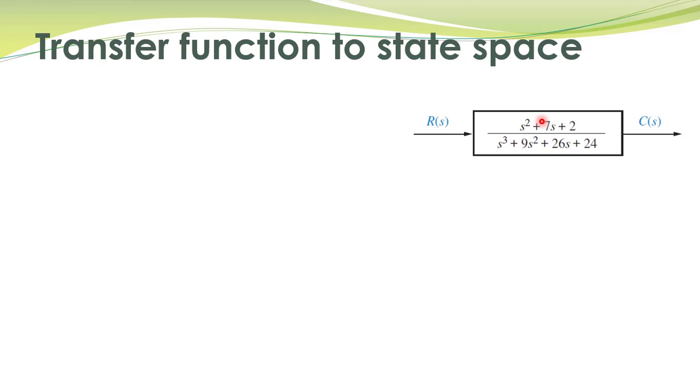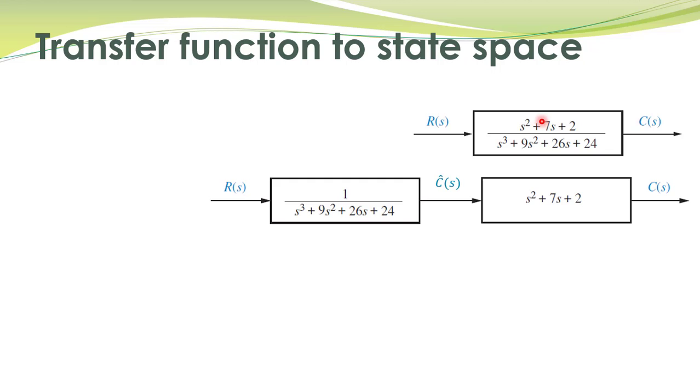What we can do is split this block diagram into two parts. One part is over here, which only involves the denominator polynomial, and the second part is over here, which contains the numerator polynomial. So you see that this block diagram and this one are equivalent. We have only split this transfer function into two parts: the part which contains the denominator polynomial only, and the part which contains the numerator polynomial only.